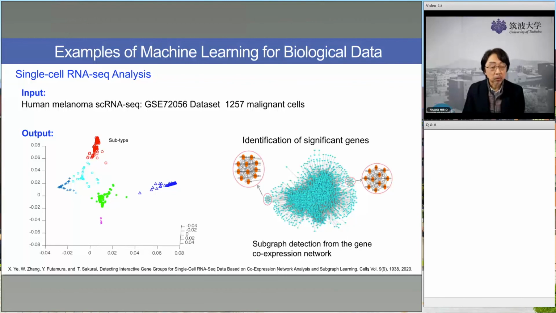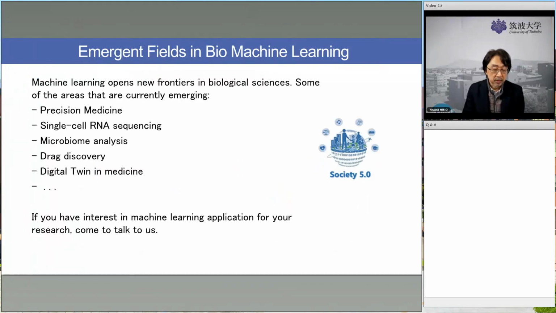And this is an example of single-cell RNA sequence analysis. I will not go to details. And this is also an example of single RNA sequence analysis. And in this research, we are able to identify malignant cells with the subgraph detection.